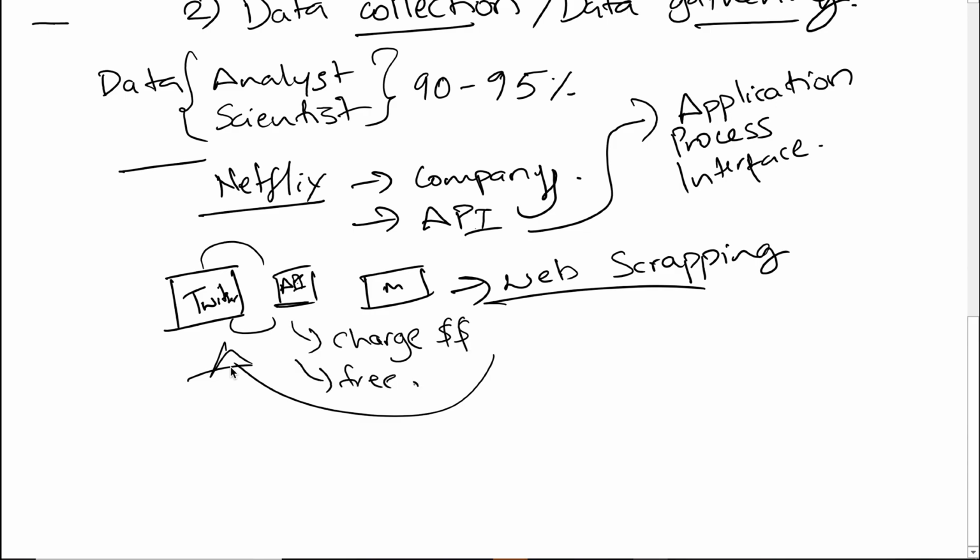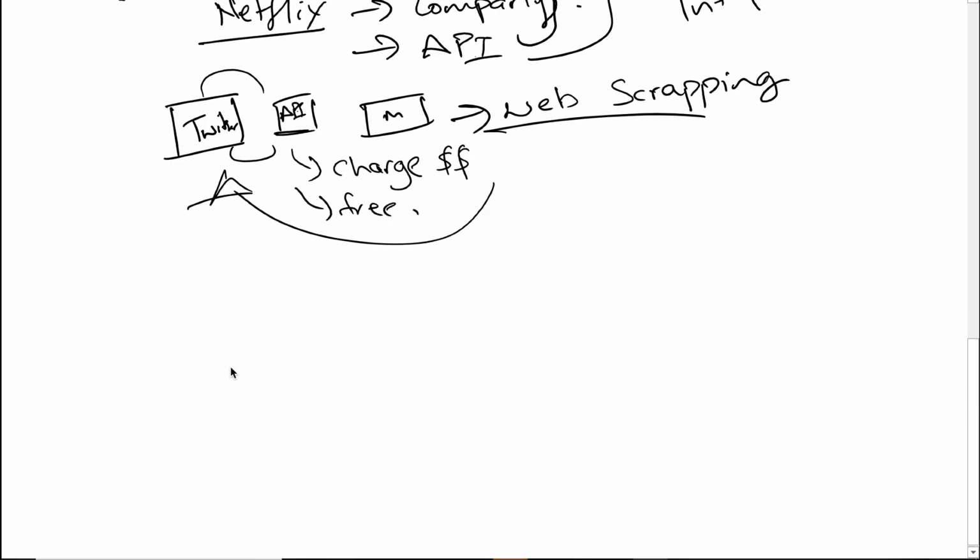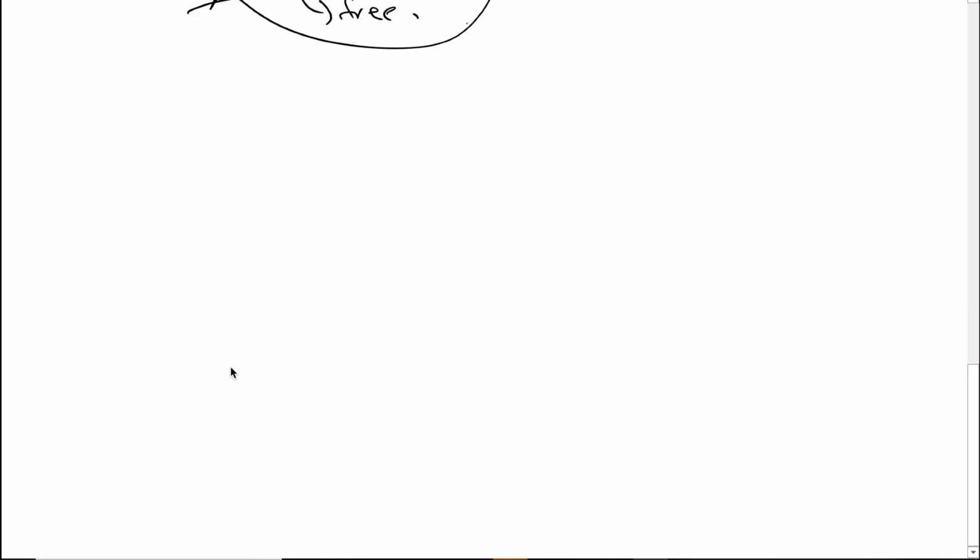It depends what type of data source you're using, or what type of company you're collecting the data from. So this is data collection. This is the second step of the KDD process. Now the third step of the KDD process is known as data cleaning.